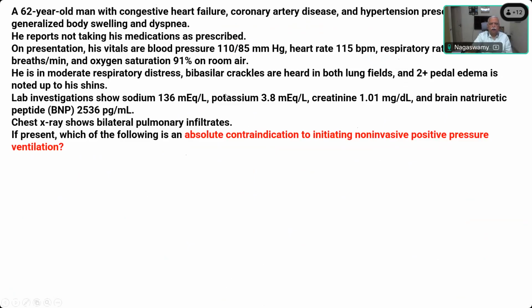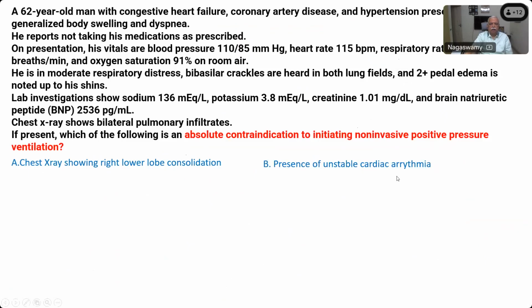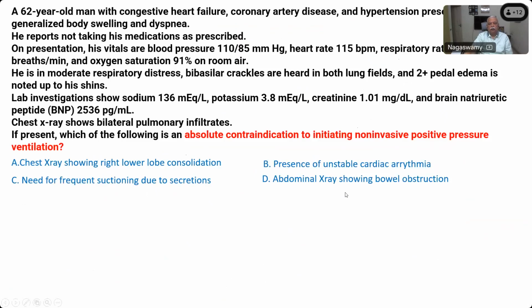Now first of all, with this finding, what is the clinical diagnosis? Pulmonary edema. Acute congestive failure with pulmonary edema probably. So in this patient, to improve the oxygenation, if you want to give CPAP or BiPAP, what are the contraindications? One, chest X-ray showing right lower lobar consolidation, presence of unstable cardiac arrhythmia, need for frequent suctioning due to secretions, abdominal X-ray showing bowel obstruction.